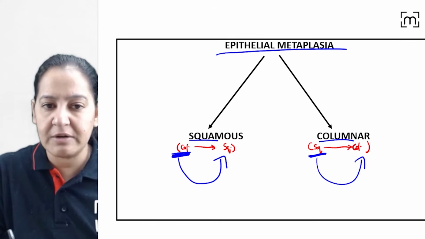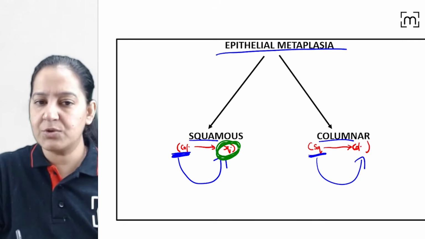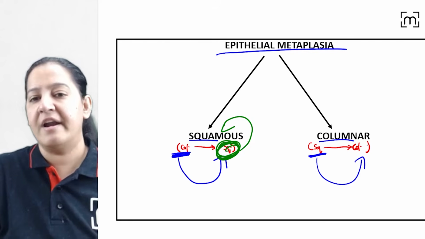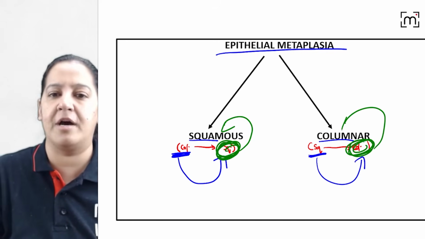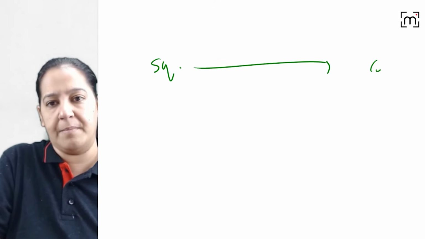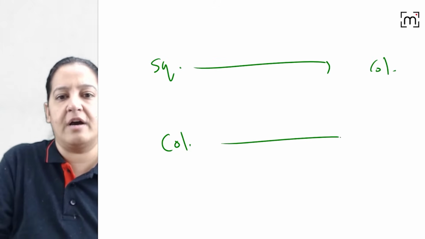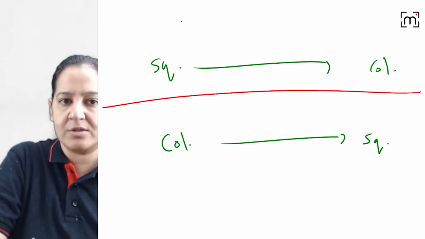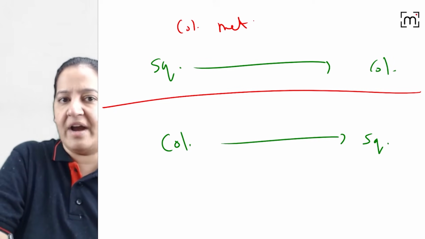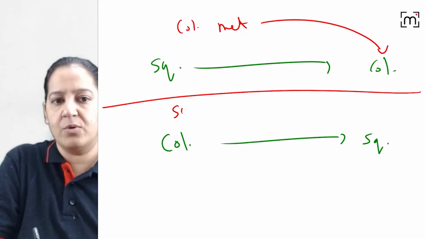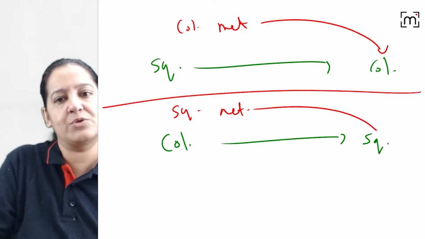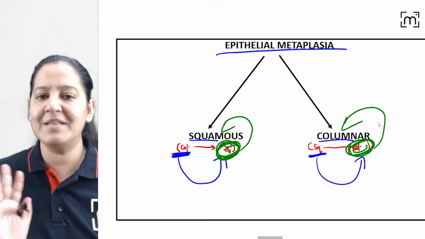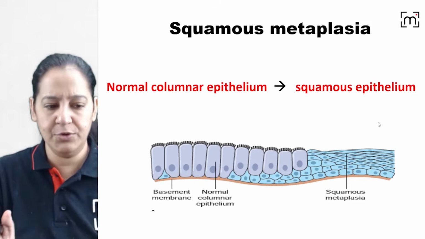You can learn like whatever is finally formed. Finally here squamous is formed, it is squamous metaplasia. And finally here columnar is formed, so it is columnar metaplasia. You got my point? So if squamous got converted to columnar, here columnar got converted to squamous. So this one, the first one, is known as columnar metaplasia because finally columnar is formed. And here it is known as squamous metaplasia because finally squamous lining is formed. So you have to tell me the examples of both. So you got my point.